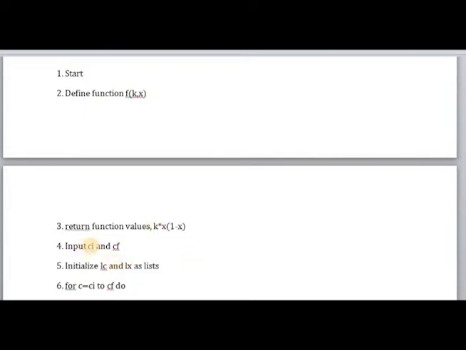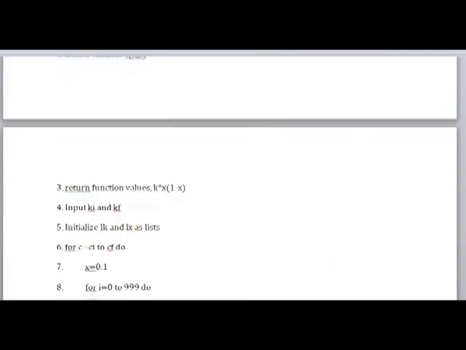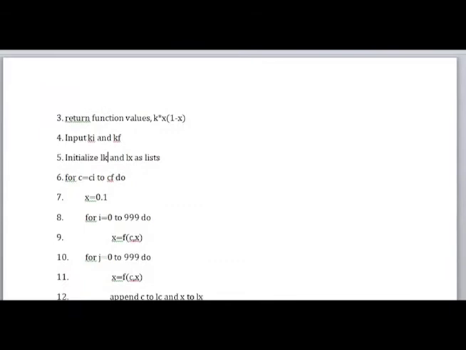Input ki, the initial value for k, and kf, the final value for k, which is the control parameter. And we have to initialize two lists for the values of k and the values of x. We have to plot the value of the control parameter k against the fixed point attractors x. So for plotting we need a set of values for k and a set of values for x, which are the attractors. So we need a list.